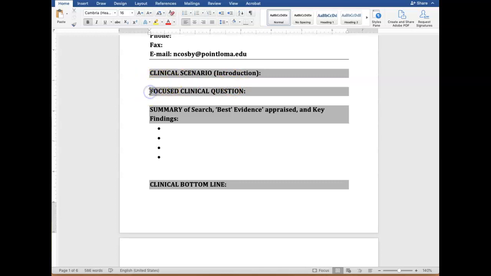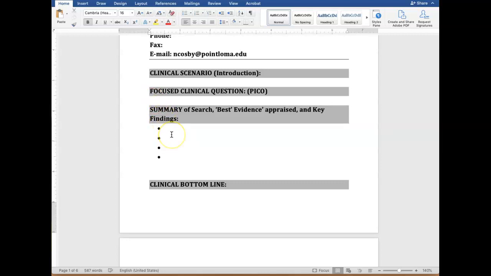The next section is going to be the focus clinical question, and this is essentially going to be the PICO. Many of you, if you're watching this before we've even gotten into the PICO question, are going to be a little bit confused. But this is where you're actually going to type in your clinical question that you want to have answered by the time you finish this project. So your clinical question or your PICO will go in this section.